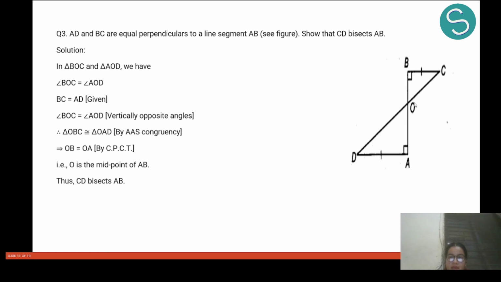So by the angle-angle-side criterion of congruency, triangle OBC is congruent to triangle OAD. We have to prove CD bisects AB, that is, we have to prove that OB equals OA. Since these two triangles are congruent, we can prove by CPCT that OB equals OA. That is, O is the midpoint of AB and CD bisects AB, which is proved.